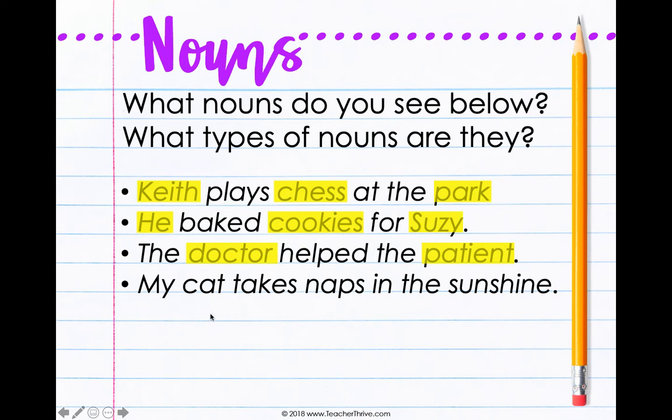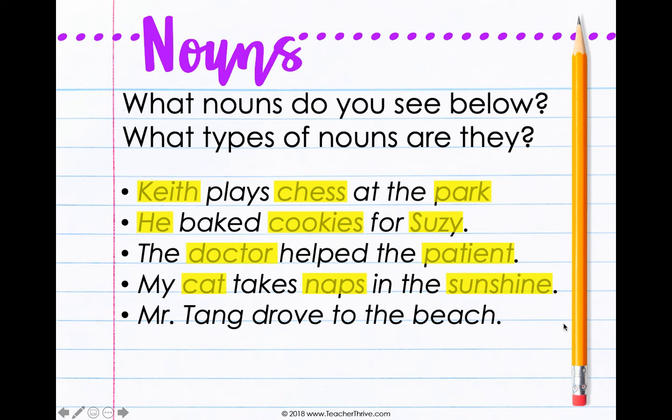All right, here we go. My cat takes naps in the sunshine. Cat, naps, sunshine. Very good. Cat, is that a person, place, thing, or idea? It's a thing. Remember, we said animals are things. Very good. Nap, that's a thing. Yep, Miss Megan loves to take some naps. What about sunshine? What is sunshine? It's a thing as well. Very, very good.